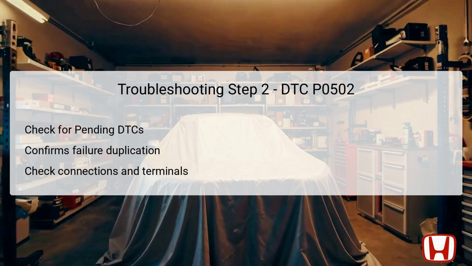In the second troubleshooting step, once the vehicle is turned off, assess for any pending diagnostic trouble codes, DTCs, using the HDS. If the previously noted DTC P0502 reappears, it indicates a confirmed failure that duplicates the original error condition.